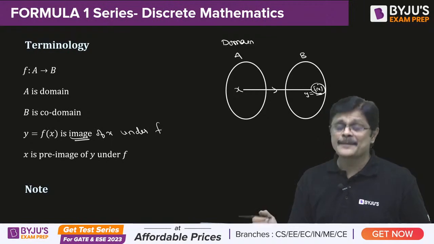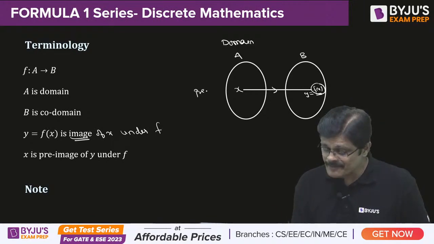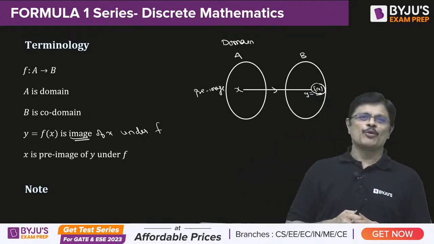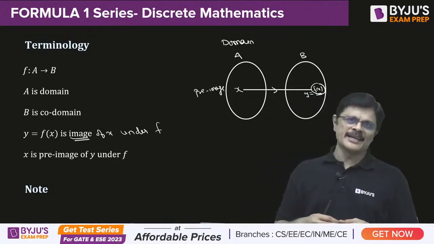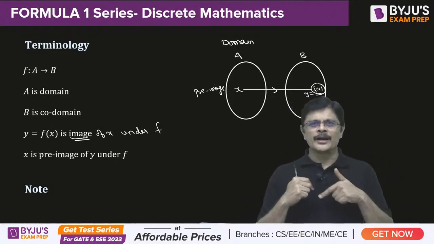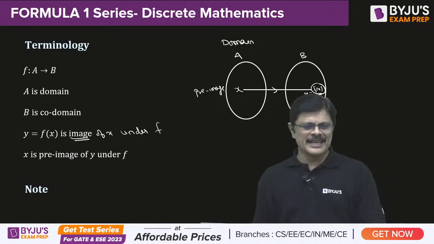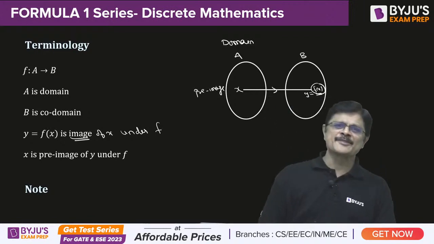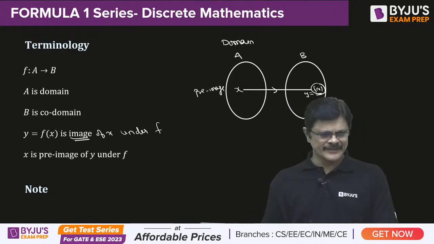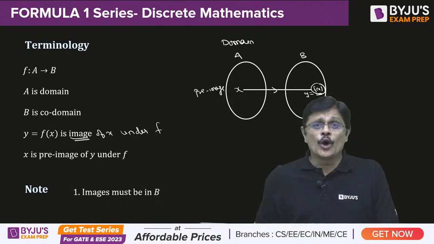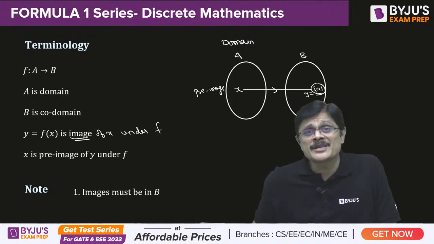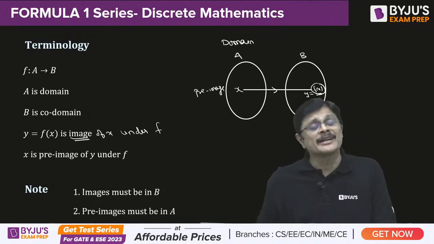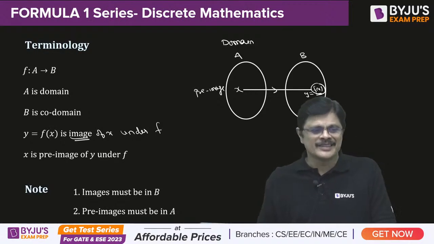See, for this f(x), x becomes pre-image. If you see in the mirror, what you see inside the mirror is image, and for that image, you are pre-image. So for x, f(x) is the image, and for f(x), x becomes pre-image. That's it. Note this point: images must be in codomain, pre-images must be in domain. It looks silly, but these are very important points to be noted.